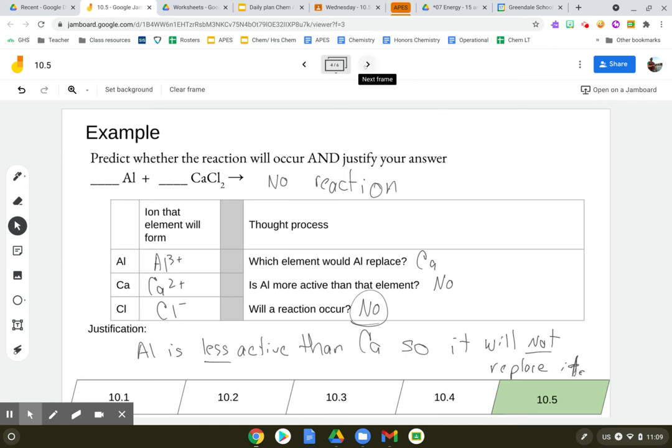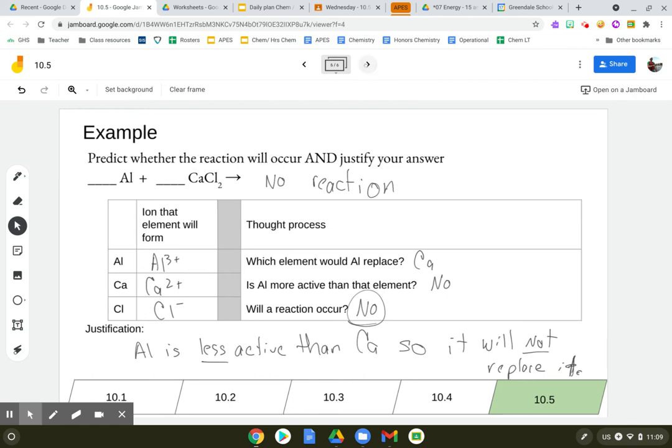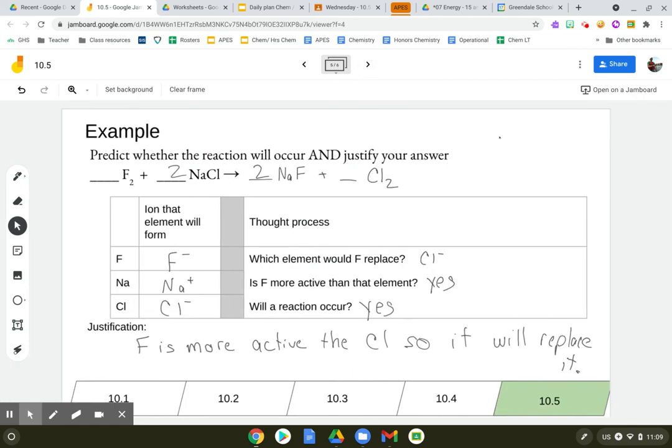All right, and then I'll look at the last one. The last one has to do with nonmetals. So we can also look at nonmetals. In this case, we have fluorine as the element, comparing it to the chlorine in the sodium chloride. Again, the negative thing will replace the negative thing because we need an ionic compound on the other side, which is going to have a positive and a negative charge.